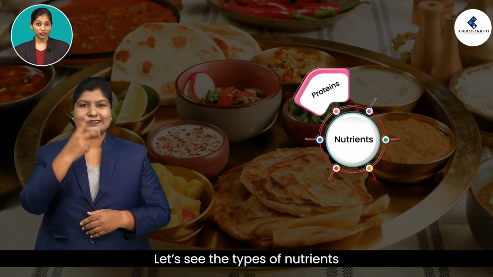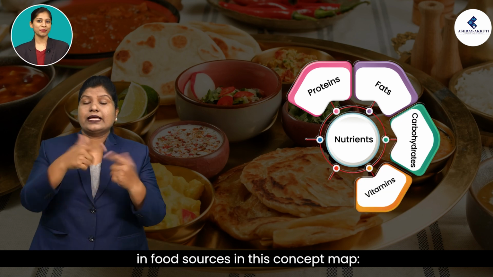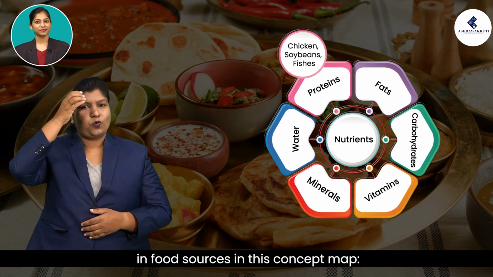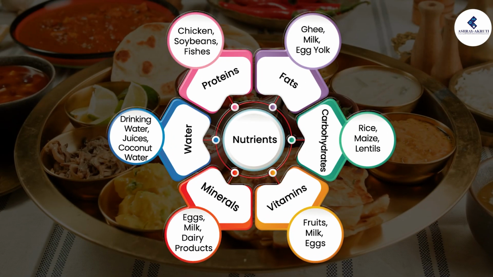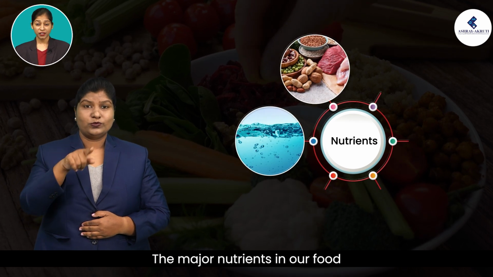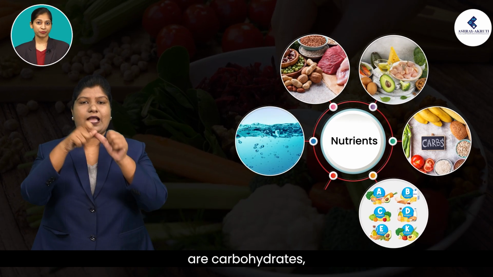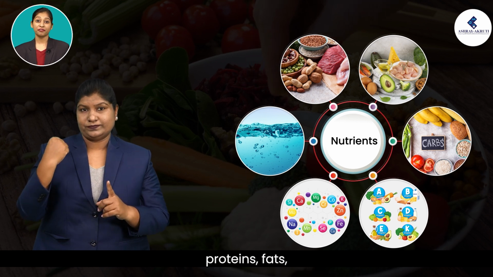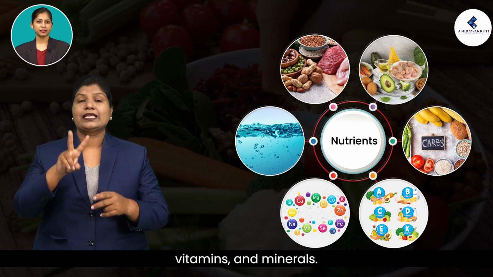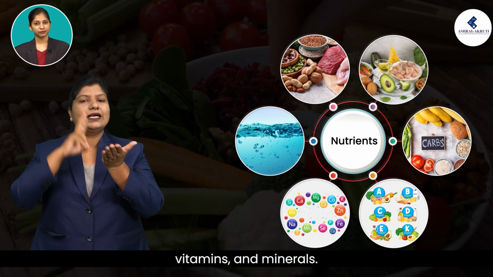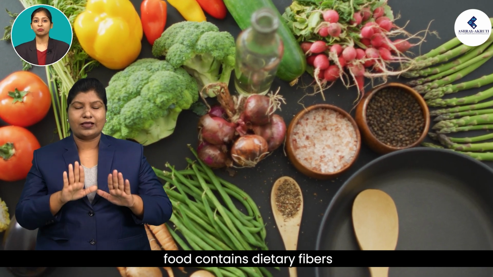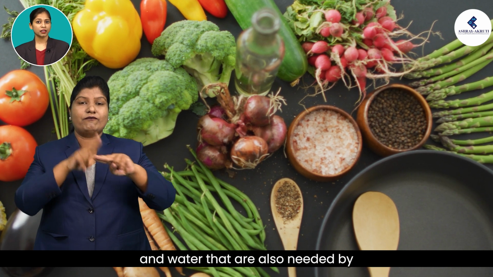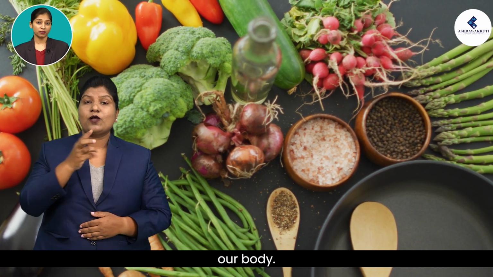Let's see the types of nutrients in food sources in this concept map. The major nutrients in our food are carbohydrates, proteins, fats, vitamins and minerals. In addition, food contains dietary fibers and water that are also needed by our body.